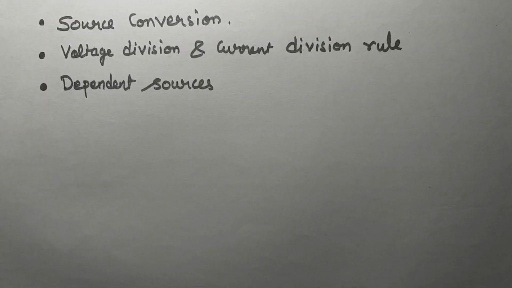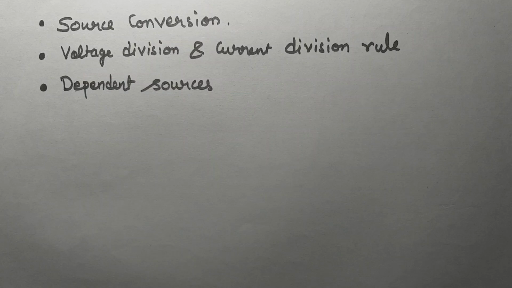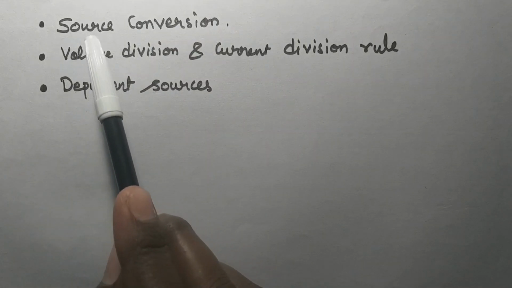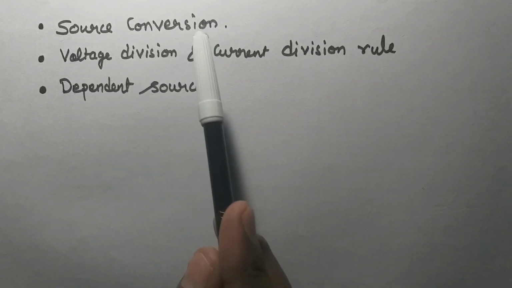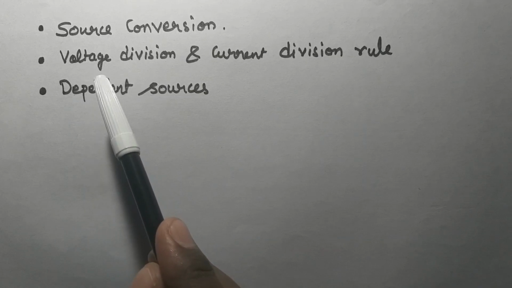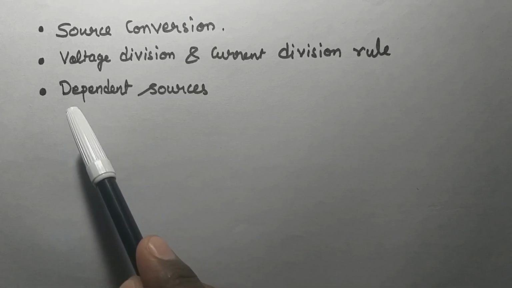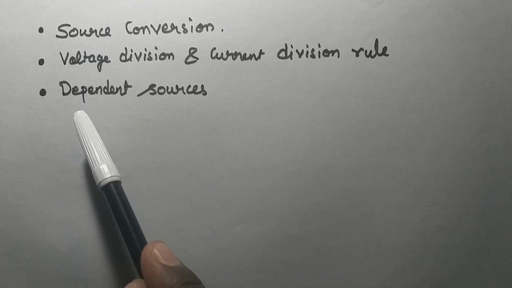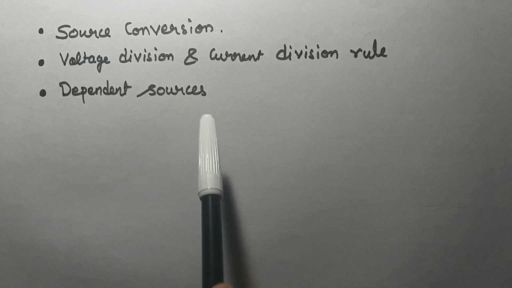So friends, in today's lecture we will study these topics. First topic is source conversion. Second topic is voltage division and current division rule. And then finally we will study dependent sources. So we can start with source conversion.